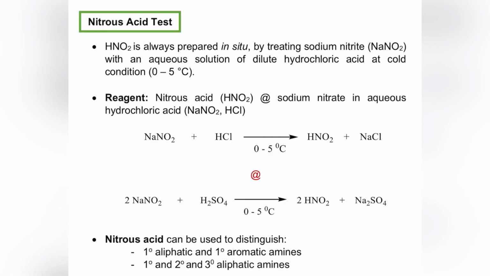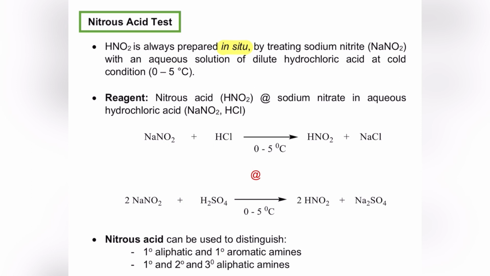Next, we go for nitrous acid test. Nitrous acid, as I mentioned before, the formula is HNO2. It is always prepared in situ. In case ada yang tertanya-tanya, apa maksud in situ? In situ ni maksud dia in the reaction mixture. Maknanya dalam satu reaction tu ada banyak sangat mixture. Jadi kita akan buat something untuk dapatkan spesies yang kita nak sahaja, iaitu HNO2.